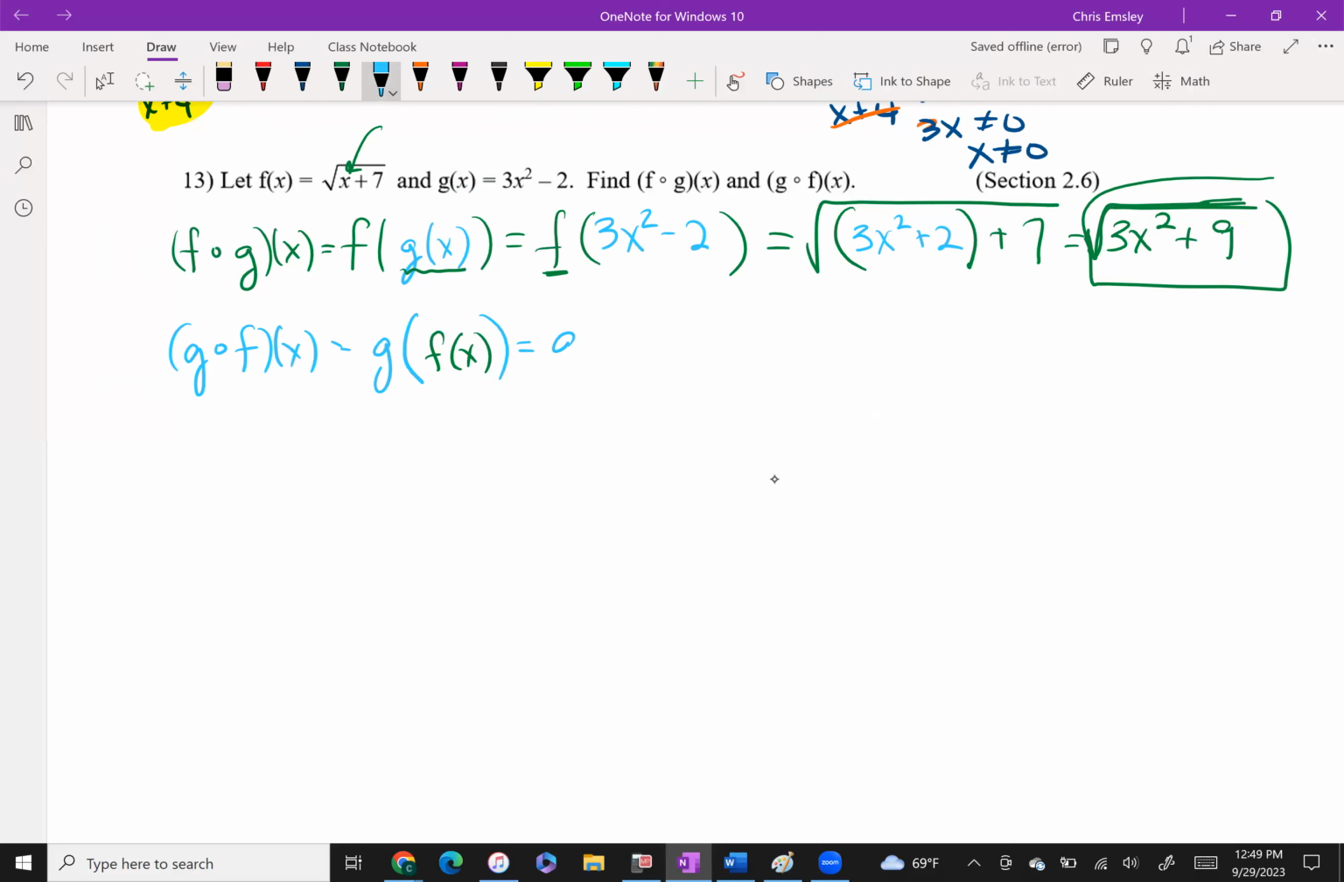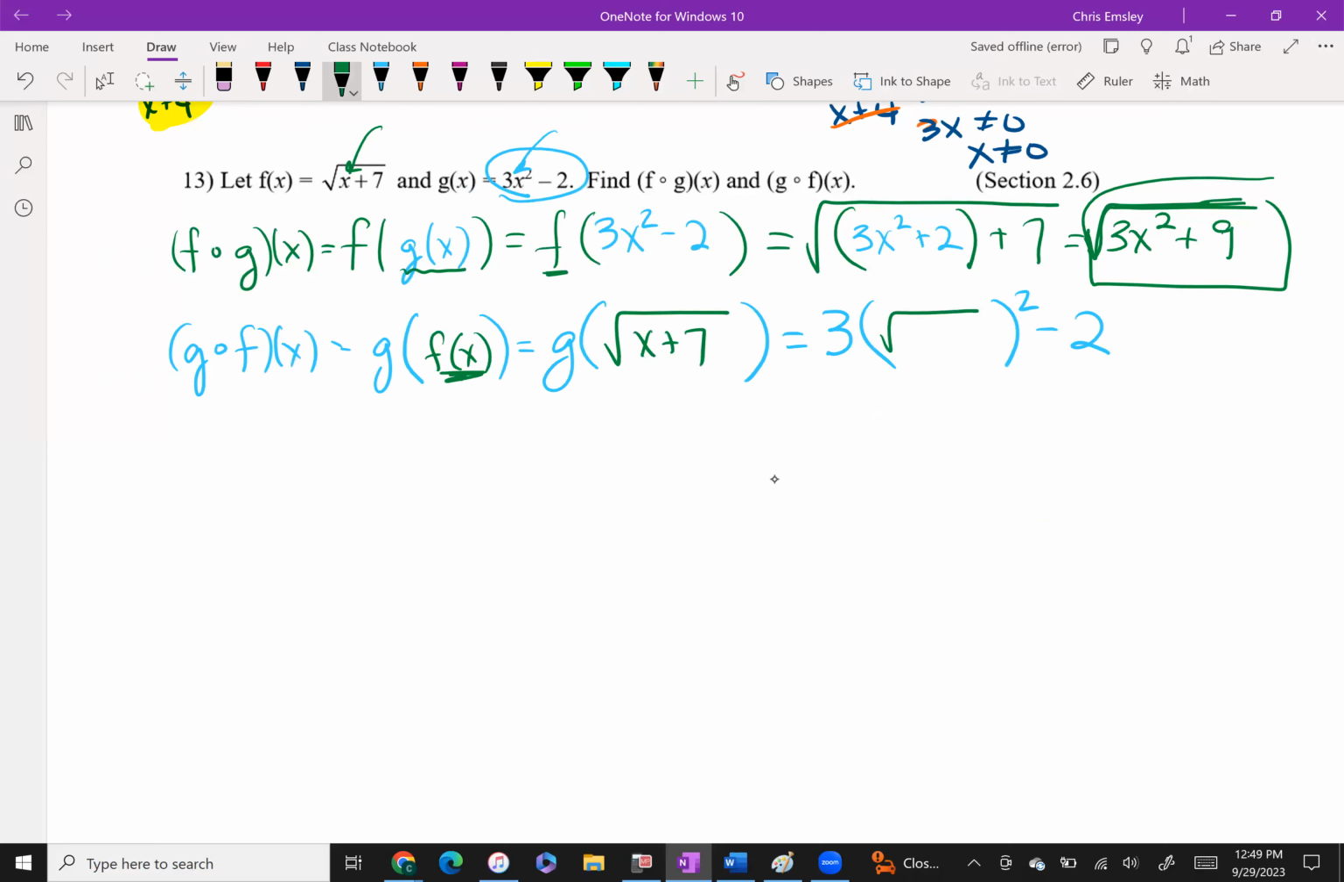So g on the outside, replace the label f of x with the actual function f of x, which is the square root of x plus 7. Then we want to look at the function definition for g. G is 3 times something squared minus 2. Right up here, that's where I got this. In this case, the something, the input, is our square root of x plus 7.